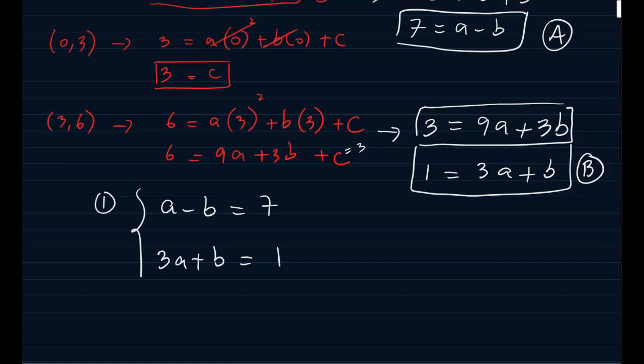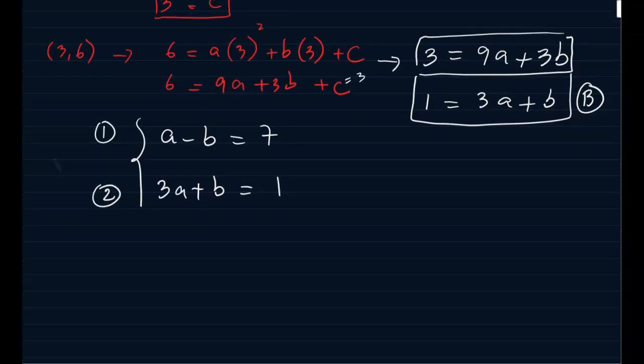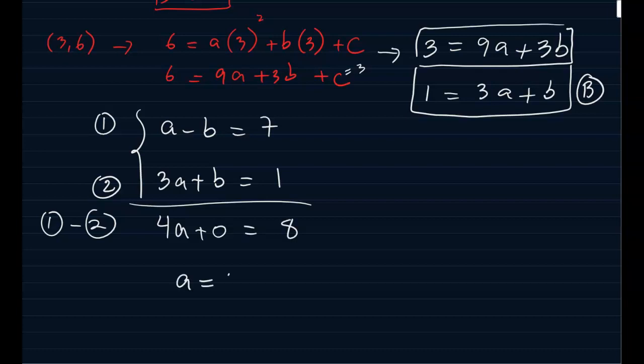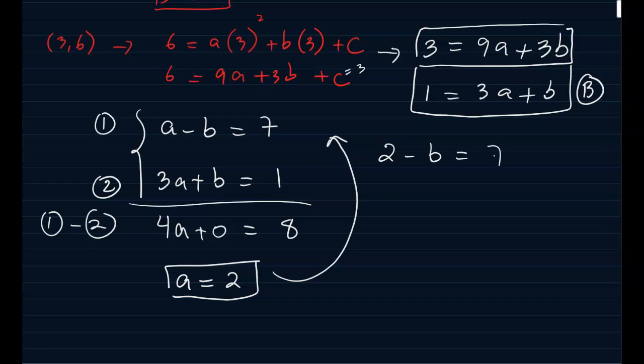And now we're just going to solve this system by the elimination method. You add the two equations. So 4a, minus b plus b is 0, and then 7 plus 1 is 8, so a equals 2. Once we get a equals 2, we go back and substitute it in equation 1. We get 2 minus b equals 7, and b equals negative 5, because 2 minus negative 5 is 7.